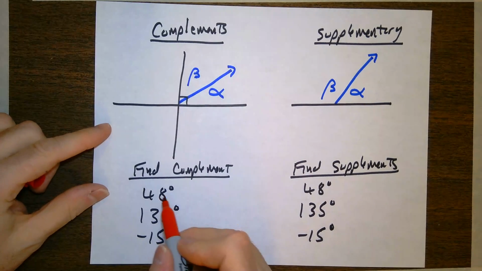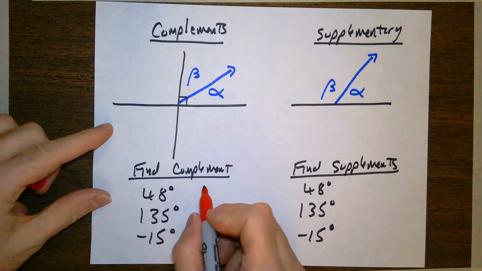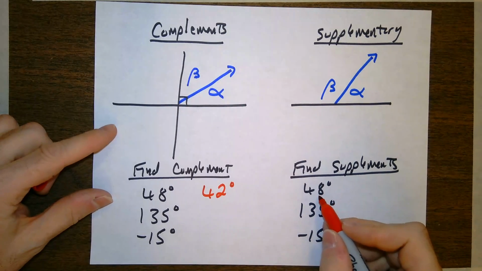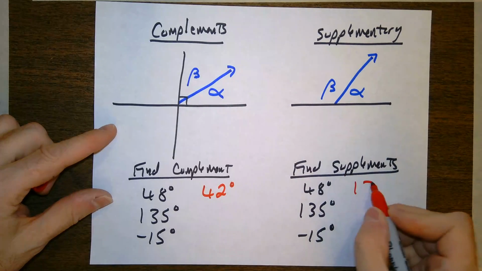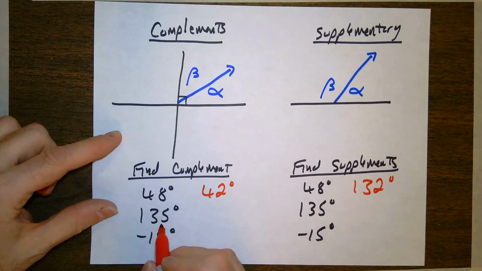So the complement, what angle added to 48 degrees would give me 90? The complement would be 42 degrees. What would be the supplement of 48? What added to 48 would give me 180? 132 degrees. How about this, the complement of 135?